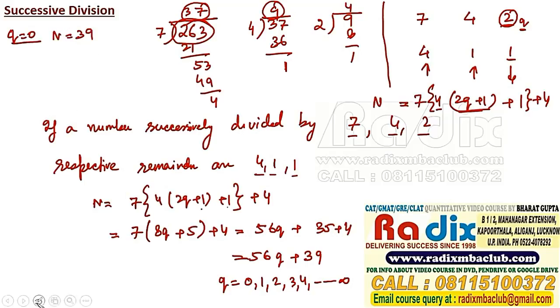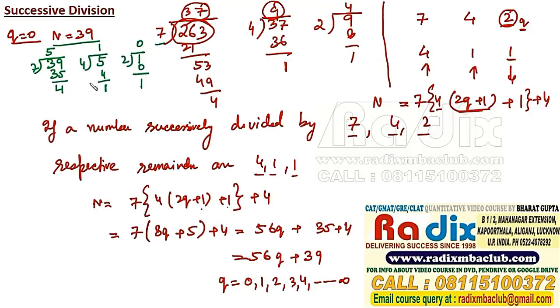Now if n is 39, let us check this division. 39 when divided by 7, 7 5s are 35, remainder is 1. Now 5 is the quotient, when divided by 4, 4 1s are 4, remainder is 1. Now when 1 is divided by 2, 2 zeros are 0, remainder is 1. So same rule, 7, 4, 2, remainders 4, 1, 1.